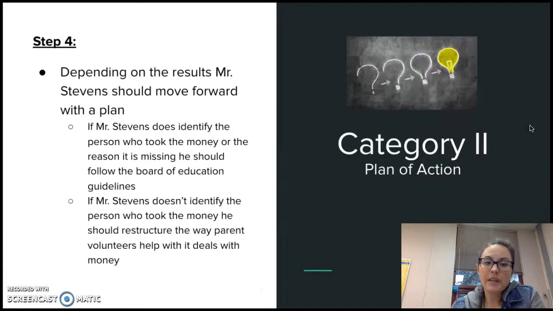And then step 4, depending on the results from that conversation and his investigation, Mr. Stevens should move forward with a plan. So he should identify the person who took the money, if he can, and then follow the Board of Education guidelines of how we respond to that. If he does not identify the person who took the money, we should create and restructure the way parent volunteers deal with money, and we should have processes and procedures in place that are going to prevent and help put in some safeguards to handle misuse of funds and possible theft.